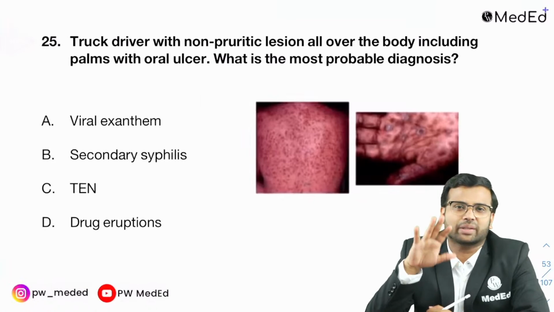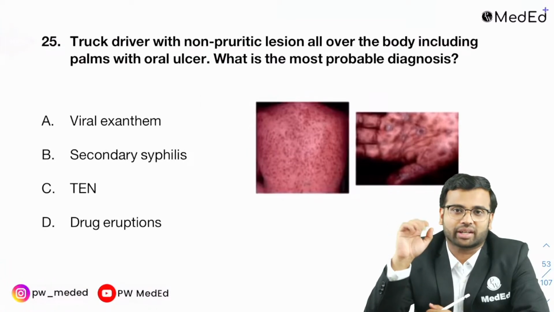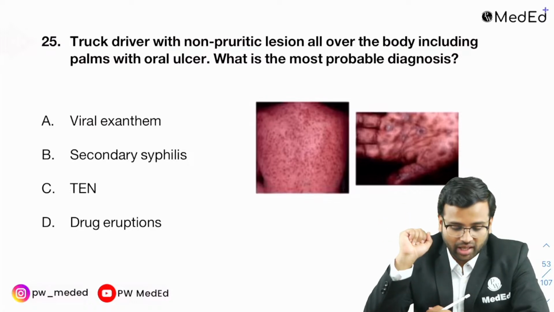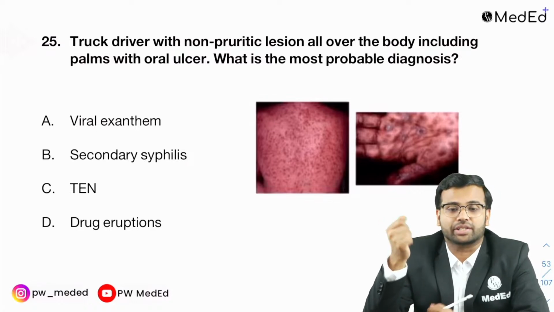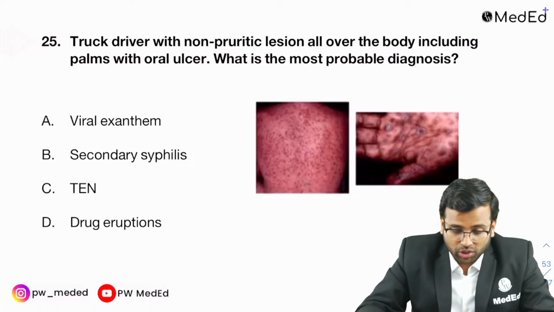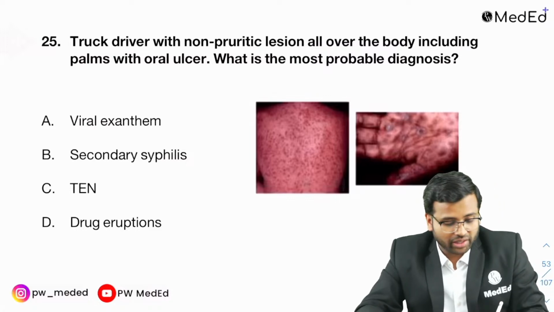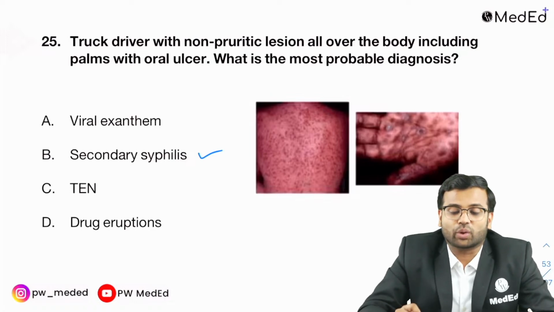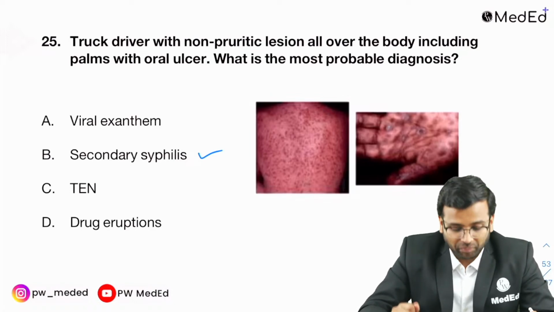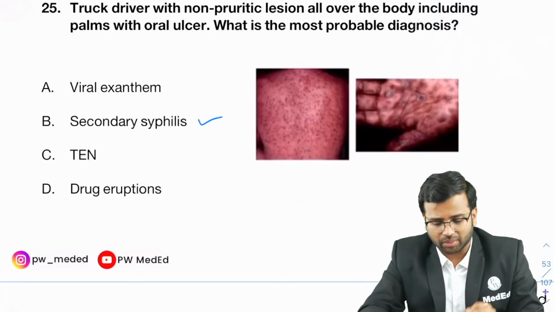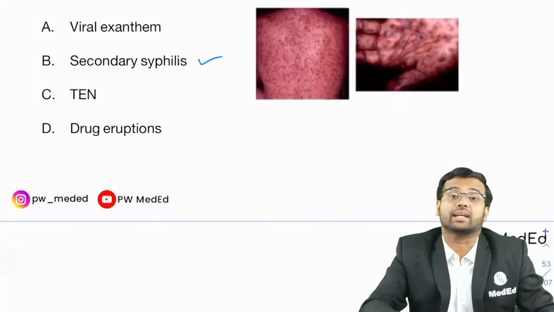A truck driver, every time you get a question about a truck driver, more or less it is going to hint at probably some STI, and then it's a non-pruritic lesion. Non-pruritic means it is not an itchy lesion, isn't it? Jayasurian is answering it as B, Khan is answering as B. Is it secondary syphilis? Absolutely yes. Well done. Why? Because all these are typical lesions that you can see in secondary syphilis.